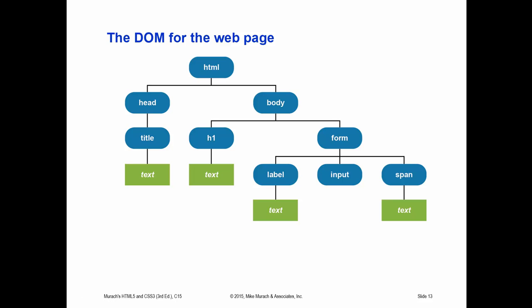JavaScript can be used to modify nodes in the DOM. Whenever a change is made to the DOM, the web browser updates the page in the browser window to affect the change. This means that you can use JavaScript to interactively, while the program is running, change the appearance of the web page. So that's what JavaScript brings to what we've done so far.